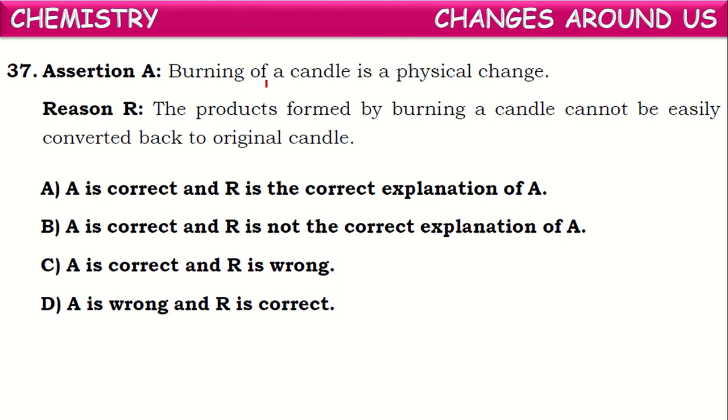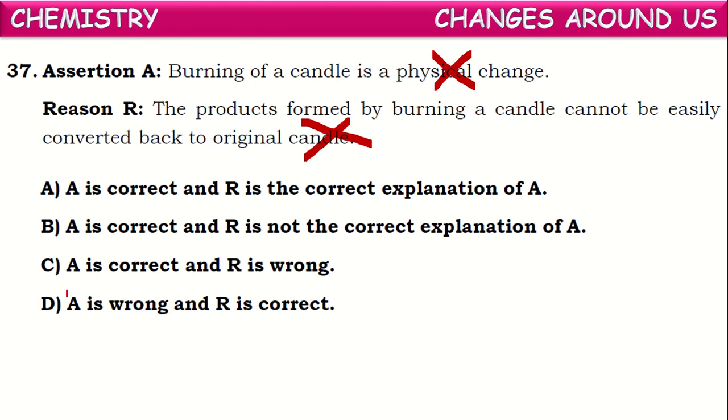Next, burning of a candle is a physical change. Is it correct? Burning of a candle yields carbon dioxide, water vapor, and heat. So as new substances are formed from the candle wax, this burning of a candle is a chemical change, not a physical change. Next, if you observe the reason, the products formed by burning of a candle can be easily converted back into the original candle. Is it true? No. We cannot make the candle back from the products obtained. What happens when you burn a candle? It produces light with the production of carbon dioxide and water vapor as the products. Even if we collect those two, we cannot get back the candle or wax from those two substances. So it is not possible.